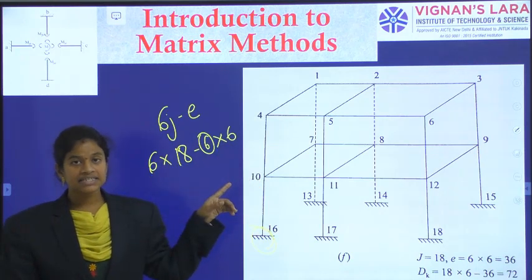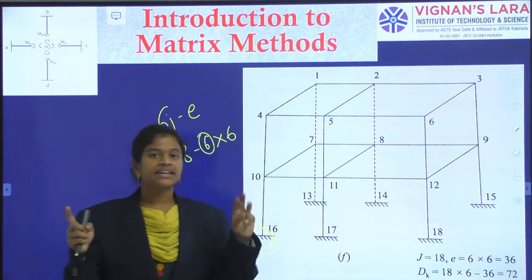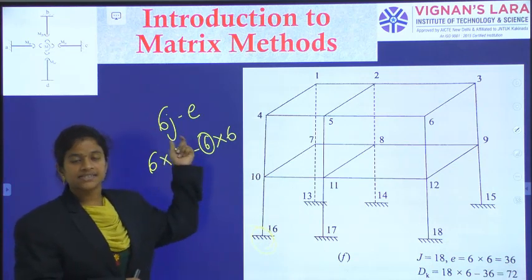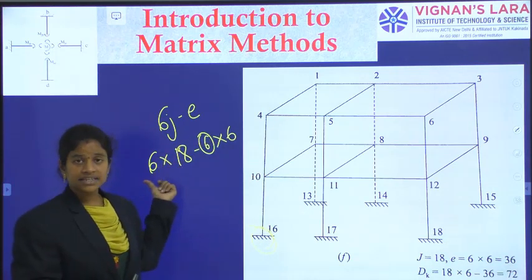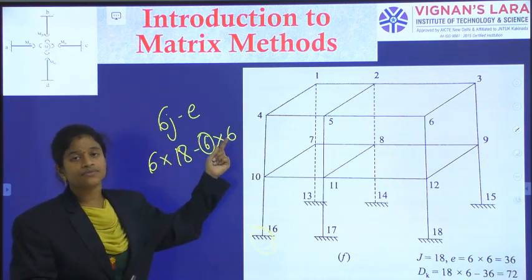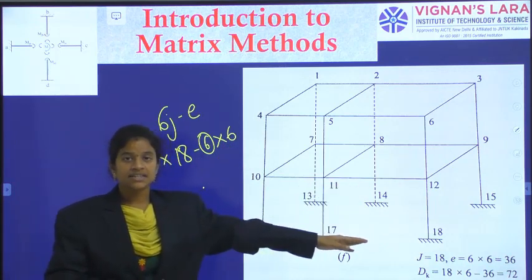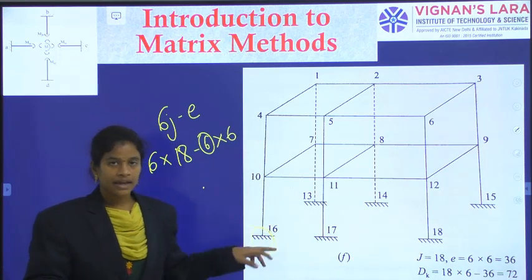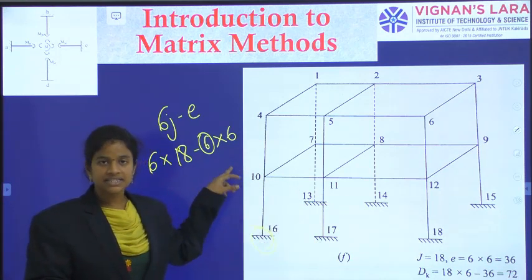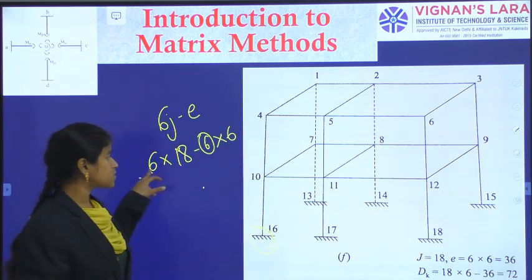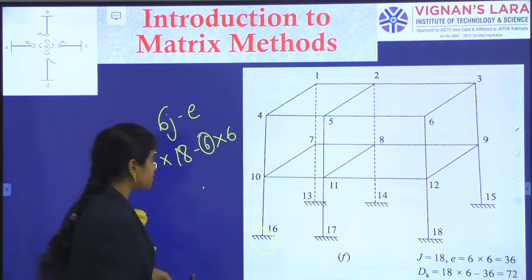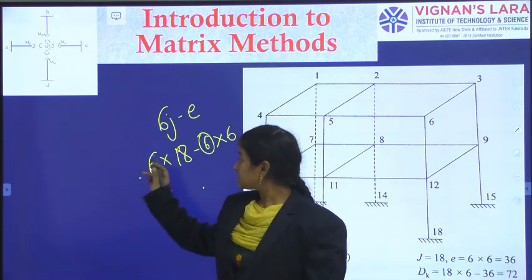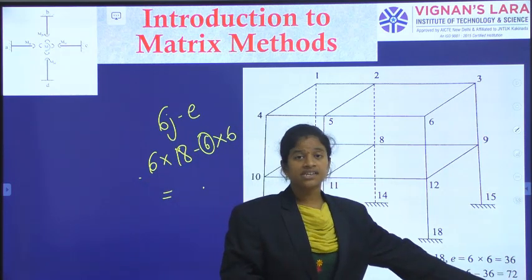Remember that the e answer in case of plane is 3, and in case of space it is 6. Okay, 6j minus e, and 6 into the number of joints. E comes from the number of ends, and if one end is hinged and the other end is fixed, the corresponding count will come. And it is a space, that's why 6 times multiplication, 6 times 6. So 6 into 18 minus 6 times 6.